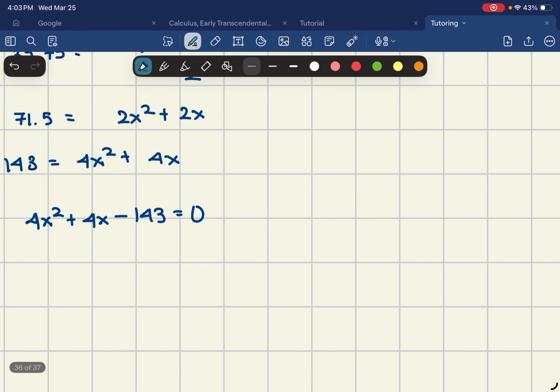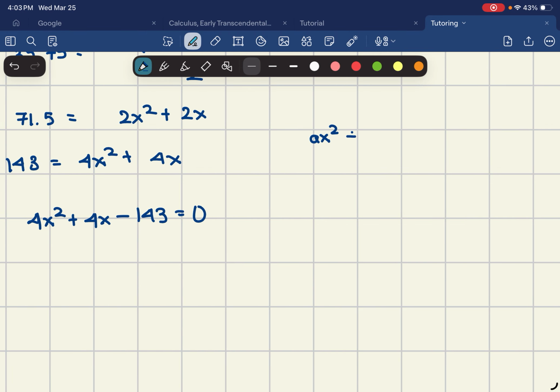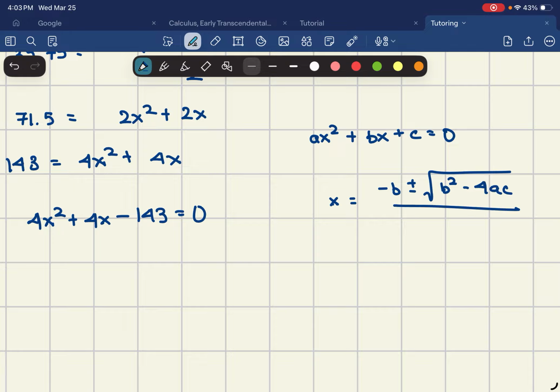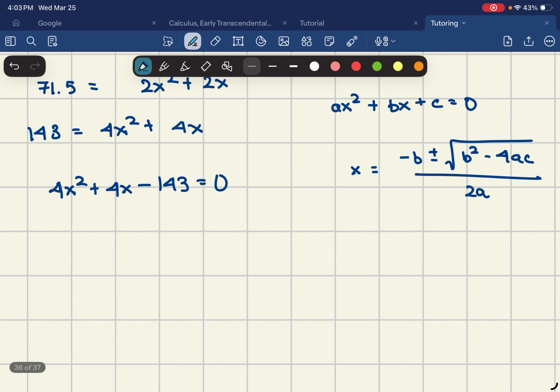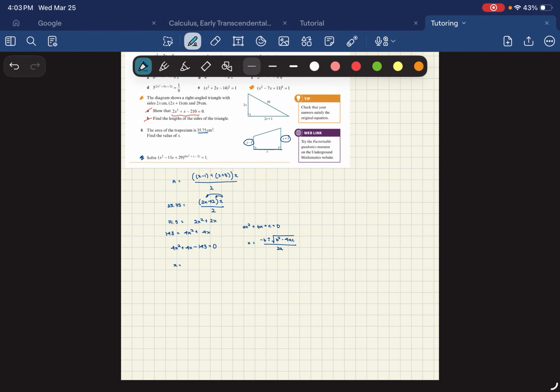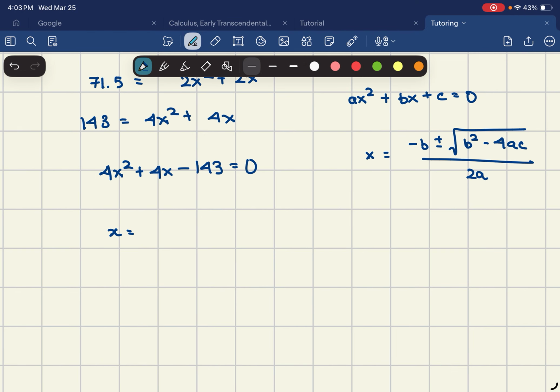Now if I have ax squared plus bx plus c equals to 0, another way to solve this equation is that x is going to be minus b plus or minus the square root of b squared minus 4ac all over 2a. All right, so because of how this is set up, let's use this formula to solve for x. So that is using the quadratic formula, and we will in a future video learn how to derive this formula. But for now, let's just use it.